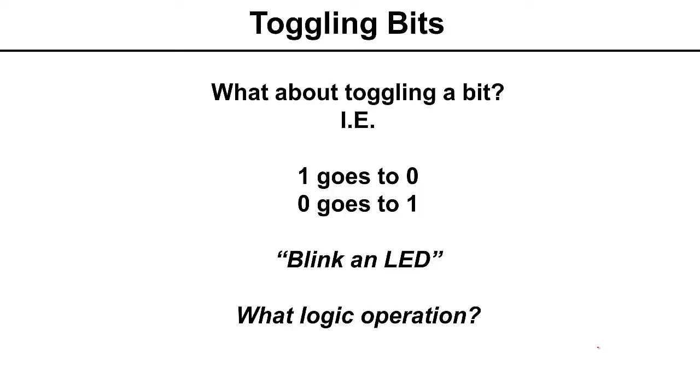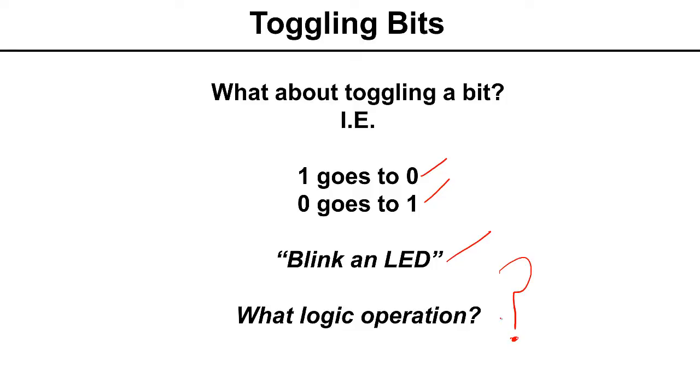Now, what about toggling? So this is an interesting example. Now, I'm not going to go through the complete analysis, but I'm going to clue you in here, and you can do this offline. What if you want to go from a 1 to a 0 or a 0 to a 1? You just want to flip the bit. So a good idea is blink the LED. Every time you come through the loop, you just want to blink it. You don't want to read its current state and say, is it 1 and go to 0? What logic operation is that? I want you to think about that for a minute as I'm talking.